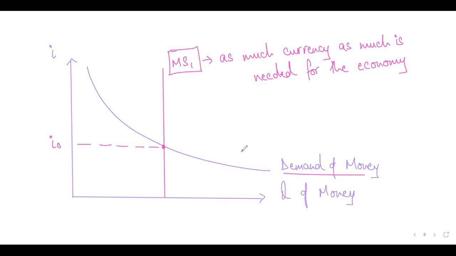So where the supply of money is equal to the demand for money, that is where the equilibrium interest rate is. That is what the liquidity preference theory says. Any confusion so far? Anything that's not clear?